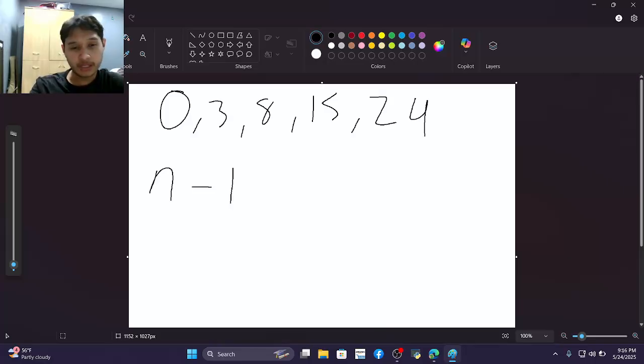If we do 4 minus 1, it will be 3. That doesn't work, but let's say if we do squares: n sub 1, 1 square minus 1 equals 0.